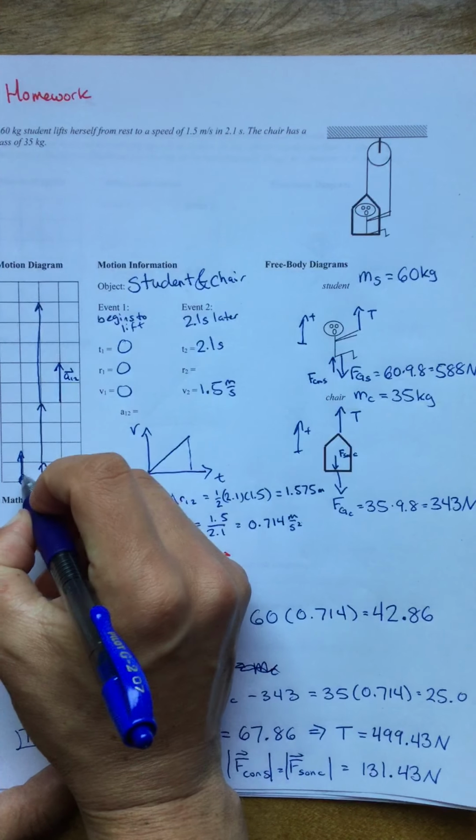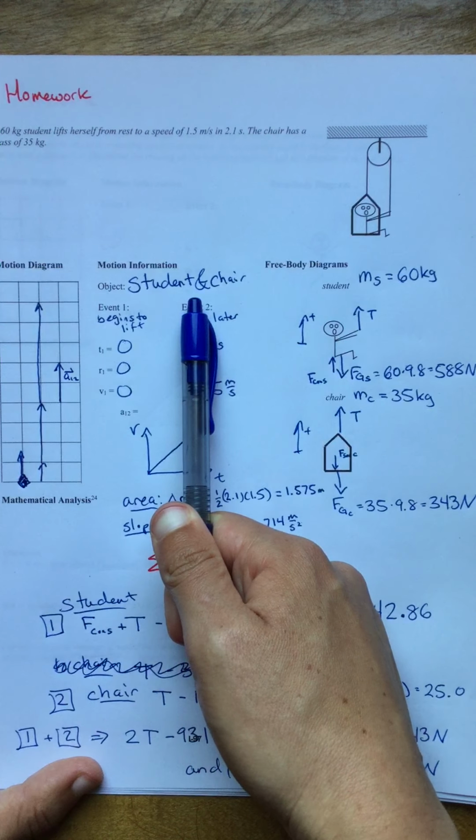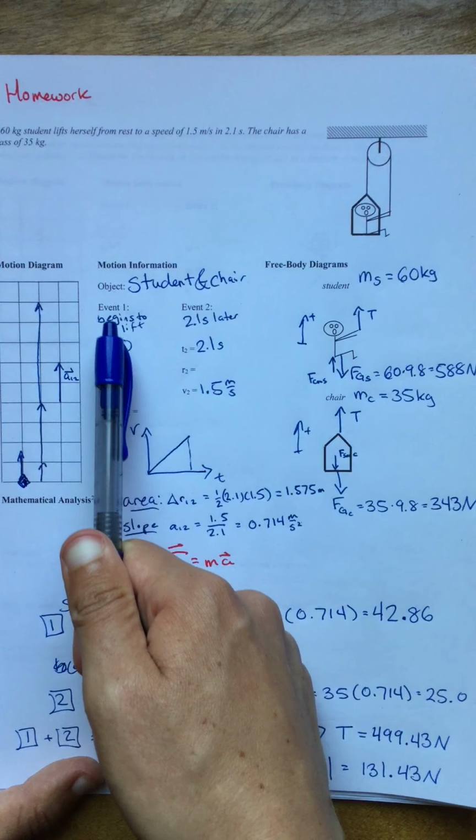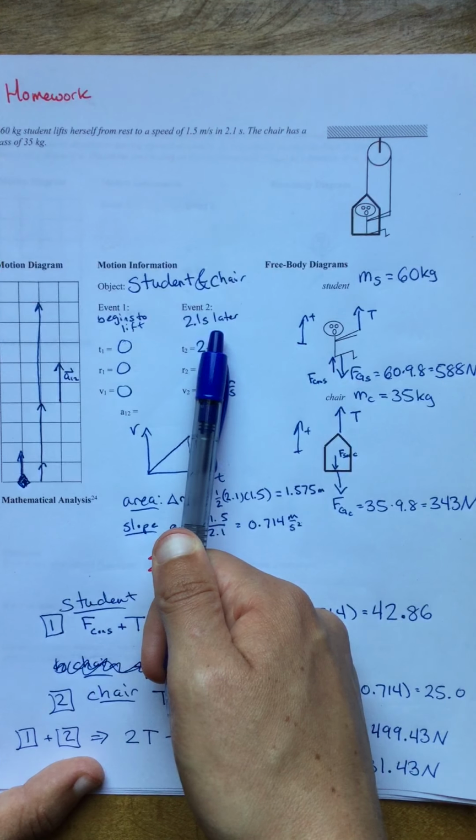We're going to put the origin at the initial position for the student and the chair. The student and the chair are moving together. And event 1 is when the student begins to lift herself, and event 2 is 2.1 seconds later.